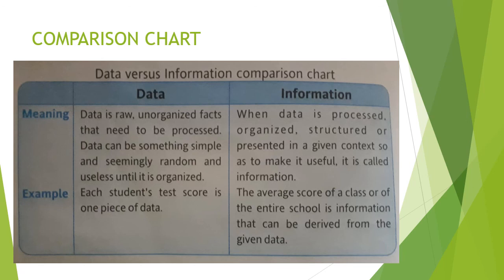On the other hand, the meaning of information is that when data is processed, organized, structured, or presented in a given context so as to make it useful, it is called information. An example of information is the average score of a class or of the entire school, which can be derived from the given data. So this is the difference between data and information.